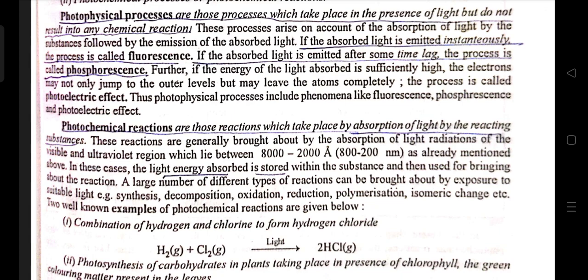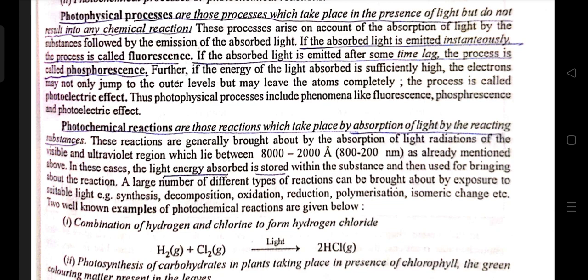Further, if the energy of the light absorbed is sufficiently high, the electrons may not only jump to the outer levels but may leave the atoms completely. The process is called the photoelectric effect. Thus, photophysical processes include phenomena like fluorescence, phosphorescence, and photoelectric effect.